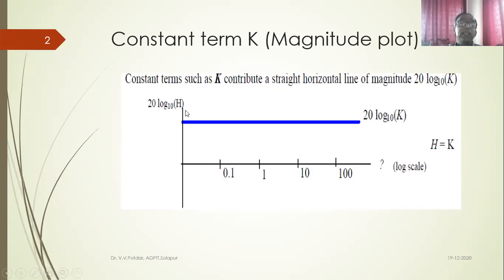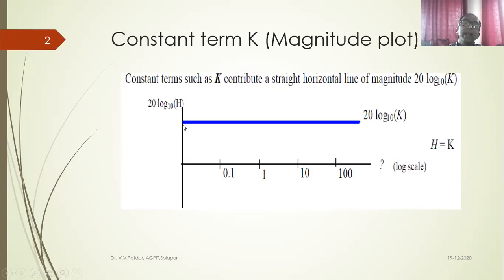So we saw in the last class what a decibel is. 20 log to the base 10 of that factor is the decibel value of that magnitude, isn't it? So 20 log to the base 10 of k, whatever the number is. If that number is, let us say, 10, log of 10 to the base 10 is 1. So 20 into 1, it is 20. So 20 decibel will be the value corresponding to constant k. That will be the magnitude in decibel.